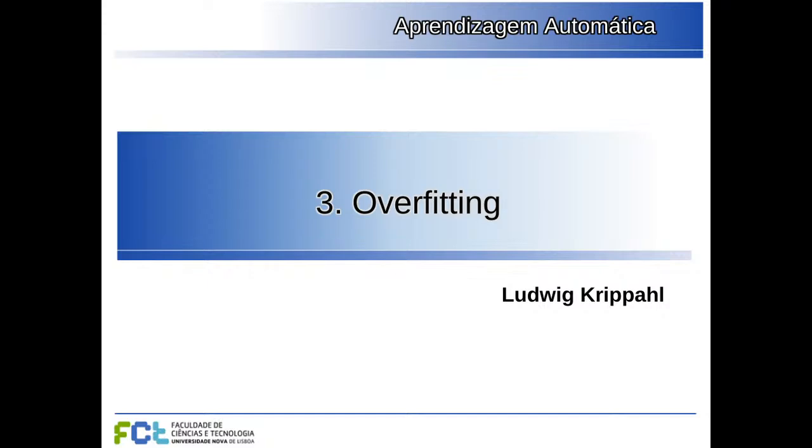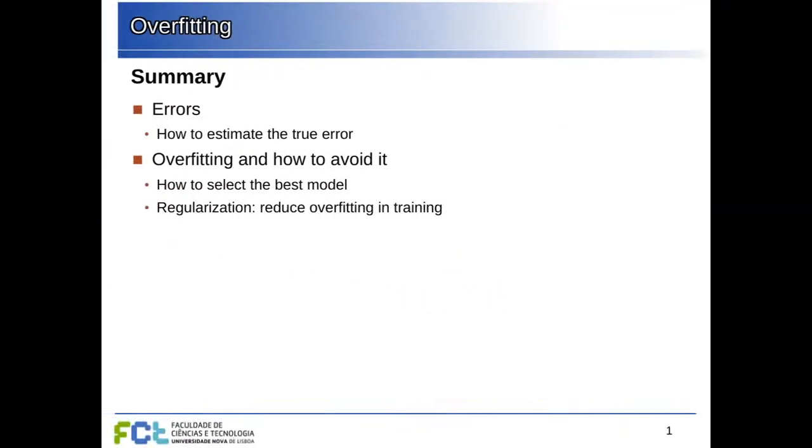Hi. Today we're going to look at the problem of overfitting, which is that problem we saw last week that happens when the hypothesis we get from our model fits too much the training data and loses performance outside that training set. So first we're going to look at how to estimate the true error, which will be the error in general for all the future examples and not just the examples in the training set, and then how we can try to avoid overfitting.